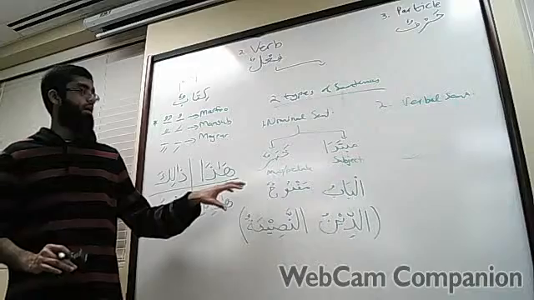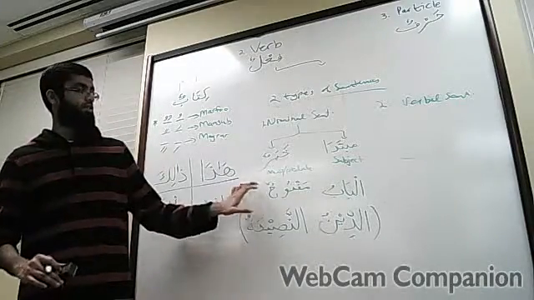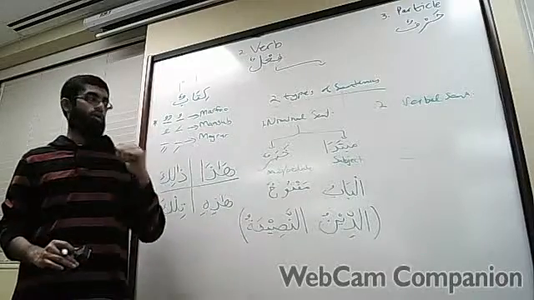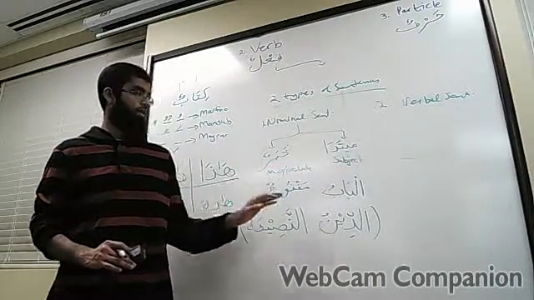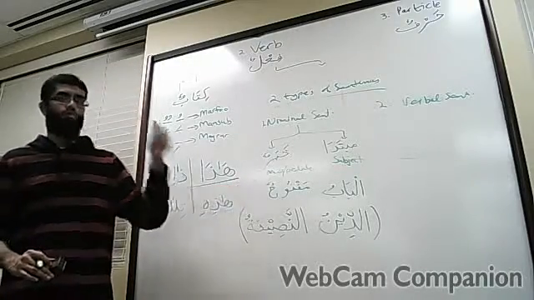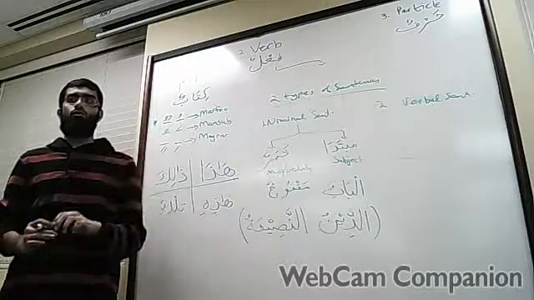And the predicate, if it's one word, like in these cases, it's going to be marfu. So the subject is marfu by itself. But the khabar, if it's one word, is also going to be marfu, an-nasihatu.